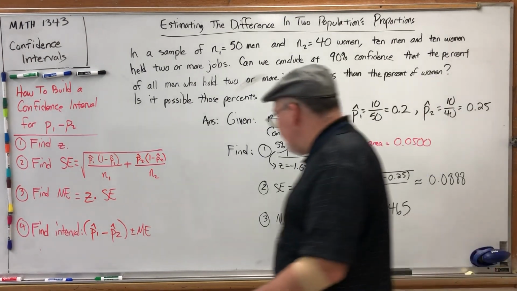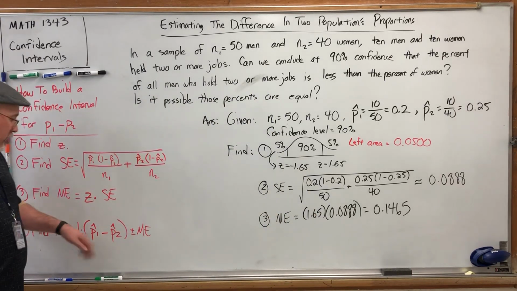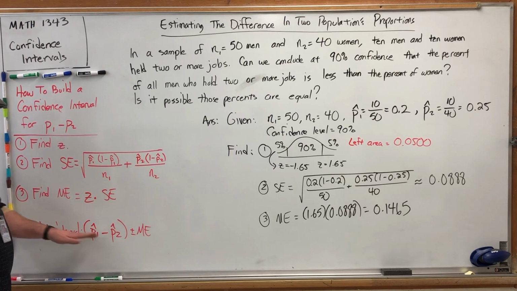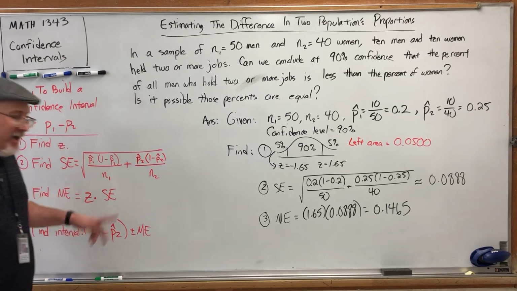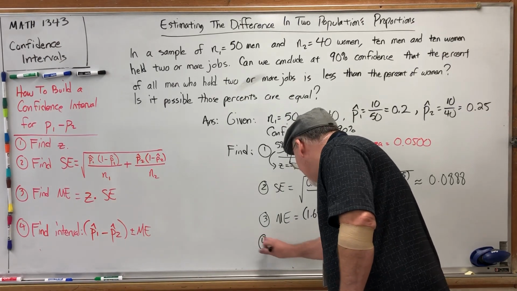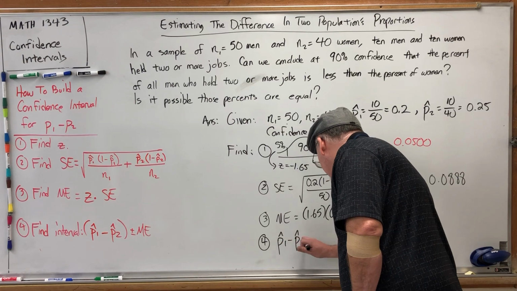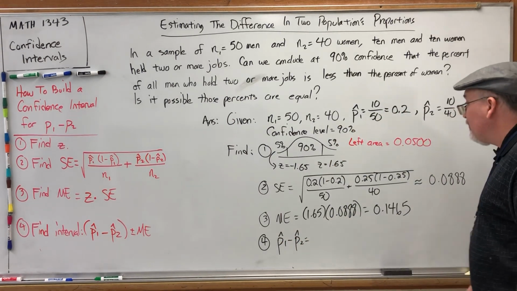Okay, so now what we have to do is find our interval by adding and subtracting that margin of error to our point estimate. Only problem is we really haven't calculated the point estimate yet, so we may want to do that first. P hat 1 minus P hat 2. In other words, the percent of the men minus the percent of the women.